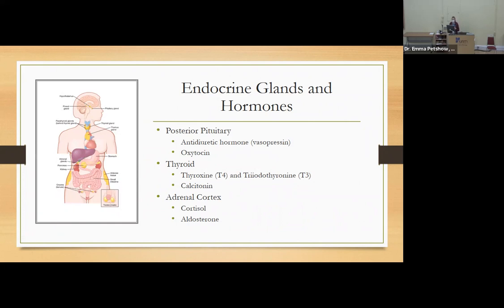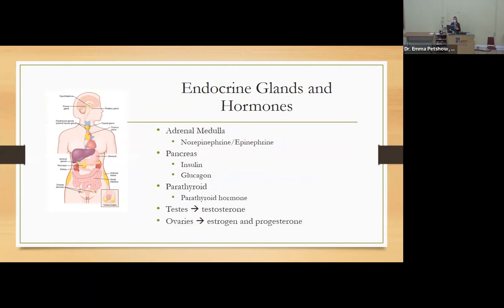Your thyroid hormones, you have your T3 and your T4, your thyroxine and triiodothyronine, and calcitonin. Your adrenal cortex is also an endocrine gland, and cortisol and aldosterone are your big producers from there. Your adrenal medulla, your norepinephrine and your epinephrine. So these are components that can be part of the autonomic nervous system as well as part of the endocrine system.